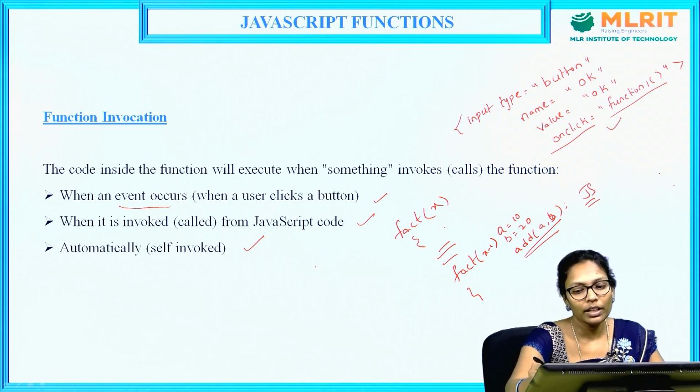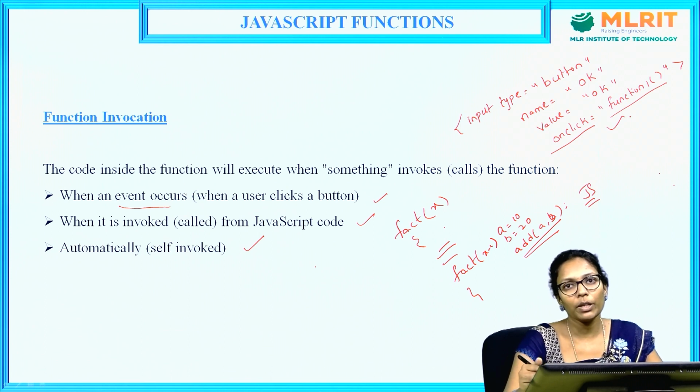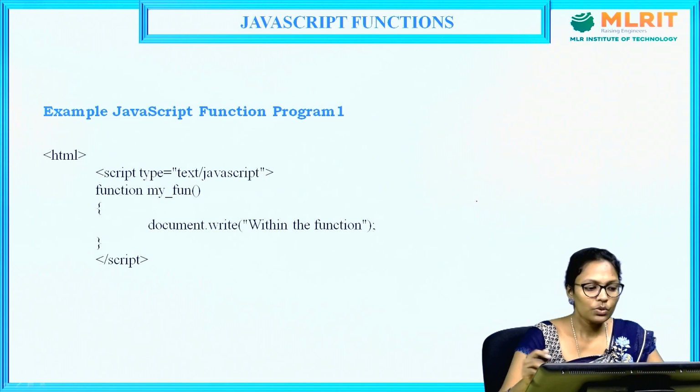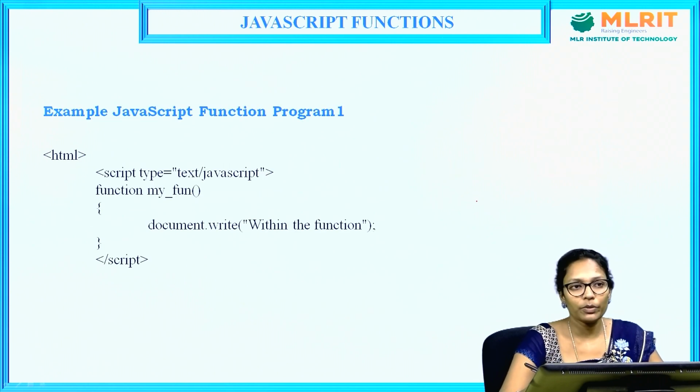So whenever an event occurs, a function can be called automatically. Whenever you want to call a function explicitly, you can call that, or automatically in the recursion process you can call that same function. So this is a basic, simple example for the functions. We know this function you're writing within JavaScript. Why? Because function is a part of the JavaScript we are learning here.